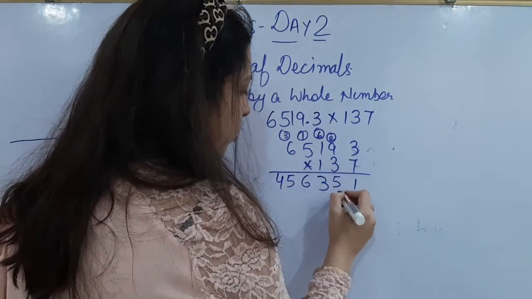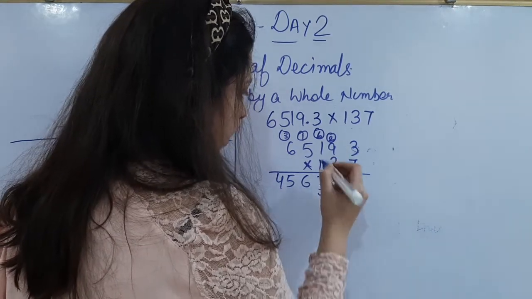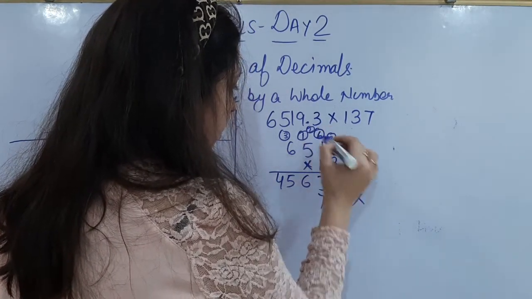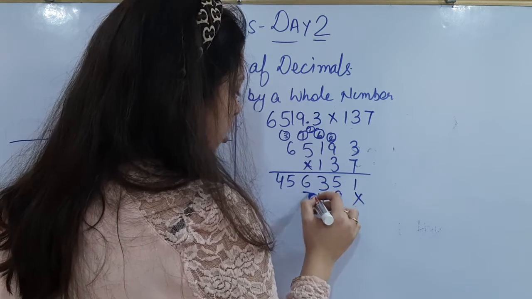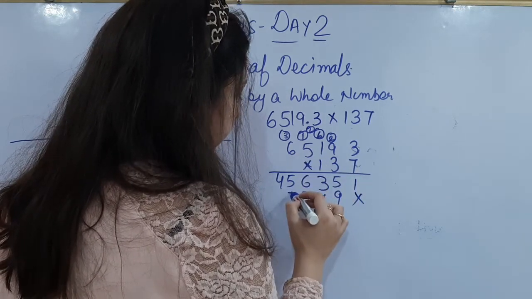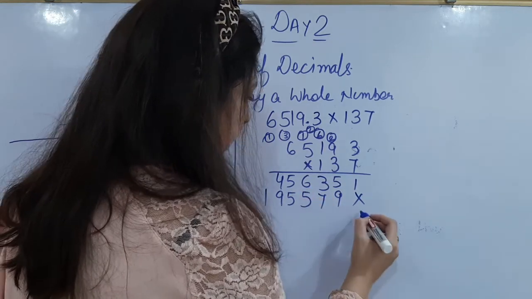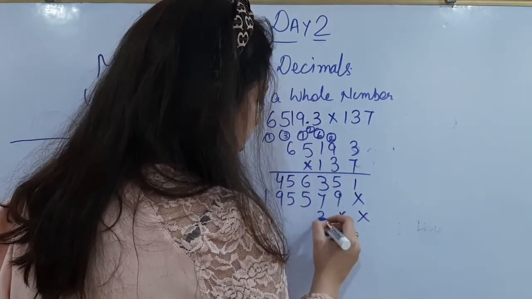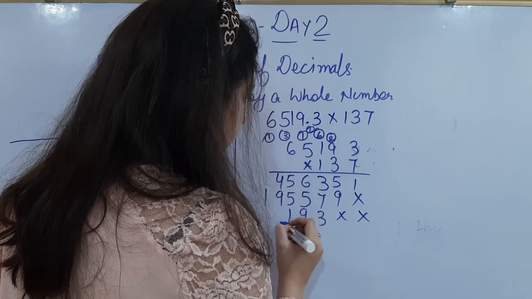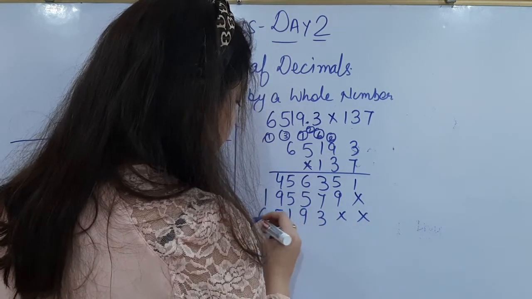Now 3 times 3 is 9. 3 times 9 is 27. 3 times 1 is 3 plus 2 is 5. 3 times 5 is 15. And 3 times 6 is 18 plus 1 is 19. Now 1 times 3 is 3, 1 times 9 is 9, 1 times 1 is 1, 1 times 5 is 5 and 1 times 6 is 6.